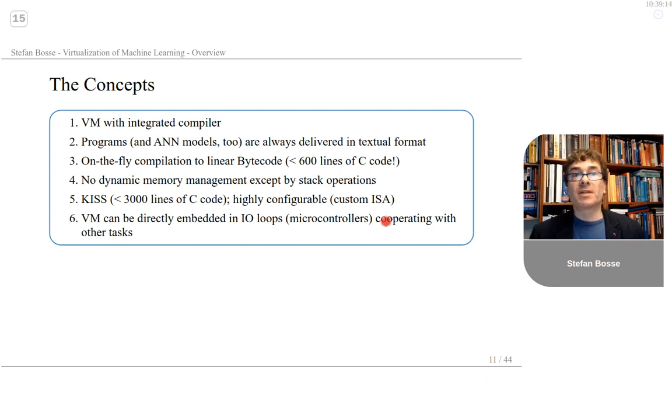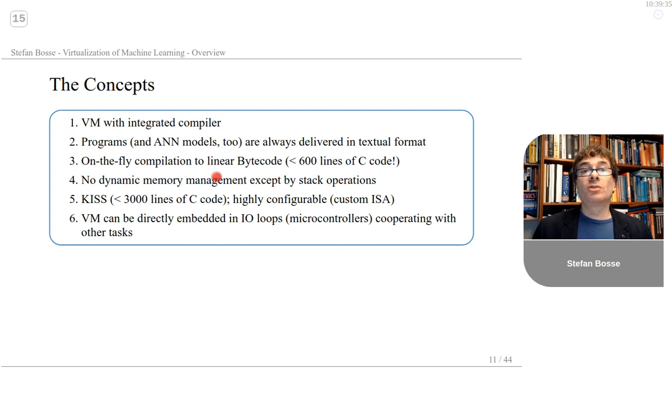So what's the concept? First of all, the VM, the virtual machine, integrates a compiler. We always bind the virtual machine, the execution system, with a text compiler. Programs and artificial neural network models too are always delivered in textual format. This is a very important concept.